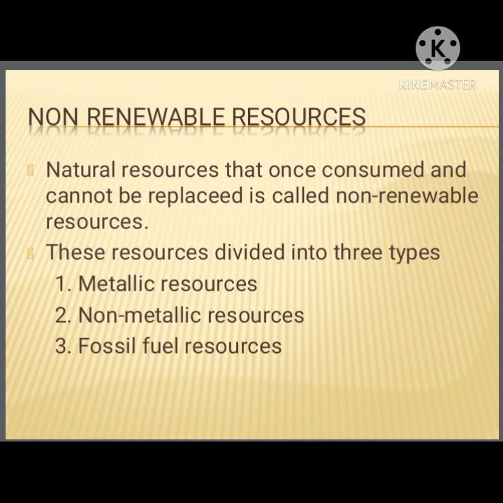In the next video, we will see about the types of metallic resources, non-metallic resources and fossil fuel. I hope you all have understood the concept of resource, its importance and its types.